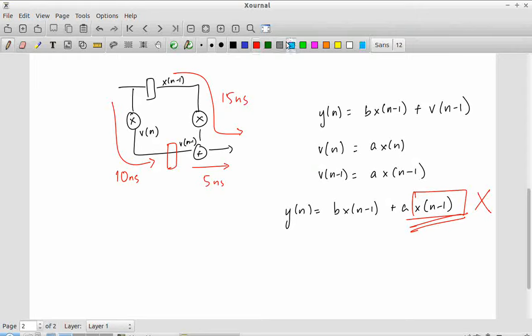Which means that I could introduce another register here. If I put the blue register in place, what happens? Now, effectively, y of n becomes b times x of n minus 2 plus a times x of n minus 1. Is this a correct computation according to what we wanted earlier or not? What we wanted was y of n equals bx of n minus 1 plus ax of n. In this case, y of n becomes bx of n minus 2 plus ax of n minus 1. Are they both the same?